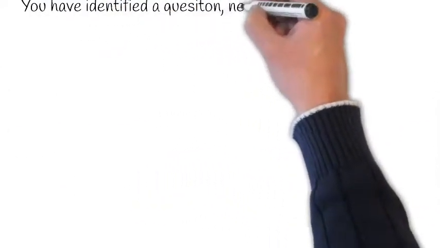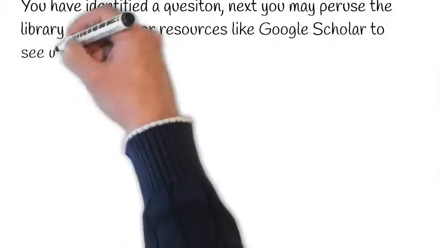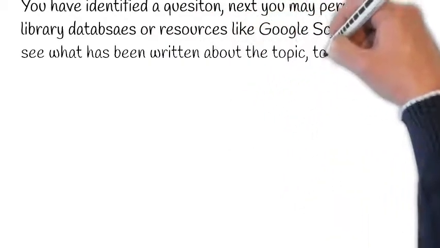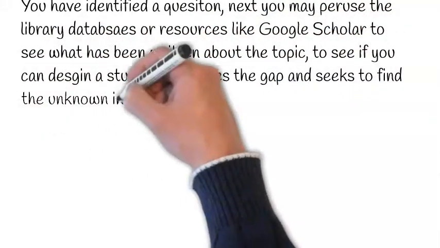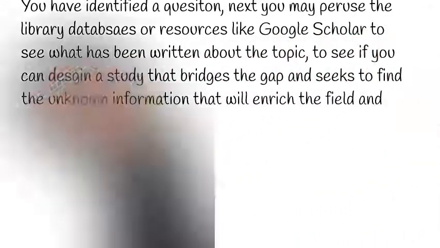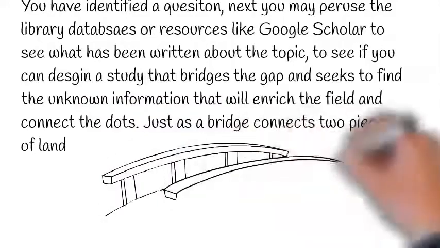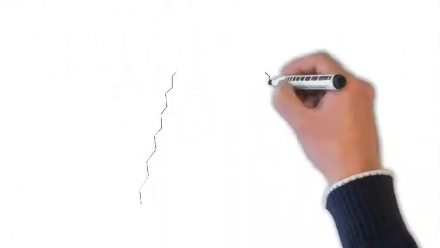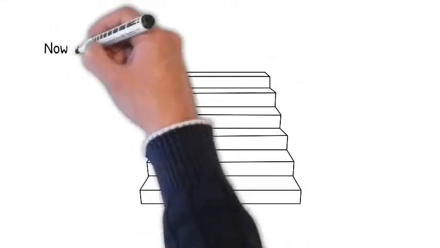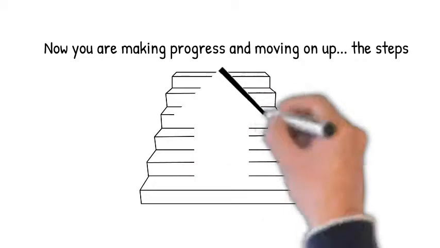Step one would be to just go through the process of inquiry. Yes, you've identified a question. So you've got to identify a question. How about, what does it take to successfully survive a research class? Next, you might want to peruse library databases, look at Google Scholar to see what's currently written on the topic, and look for a gap where the scientific community says we have some evidence, but more is needed. Now you're starting to make progress and moving up to your second step.